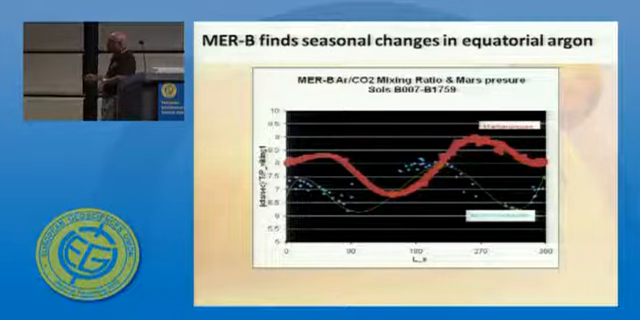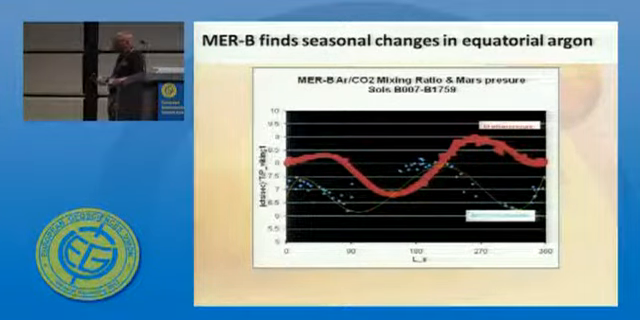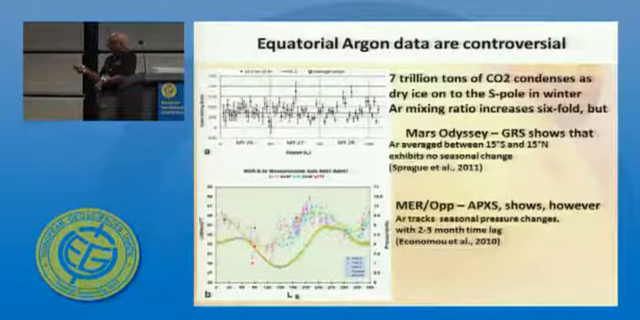And this is all equatorial because MER is essentially in the equatorial region. And it says that the argon mixing ratio actually tracks the pressure almost literally, with a time lag on the order of a few months, which has to do with the general circulation. So that's contrary to what we saw in the case of the Mars Odyssey data, which indicate that there are no seasonal changes seen in the equatorial region.